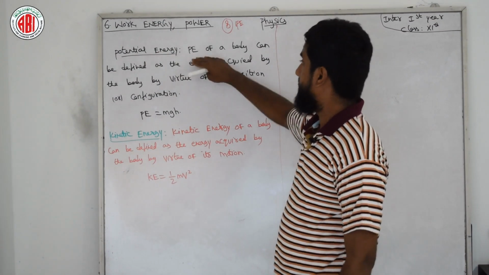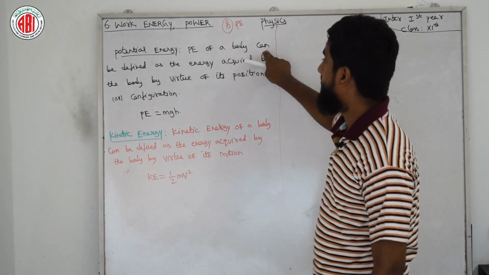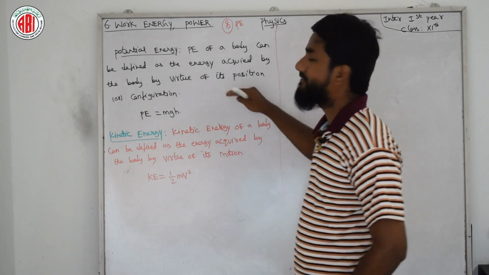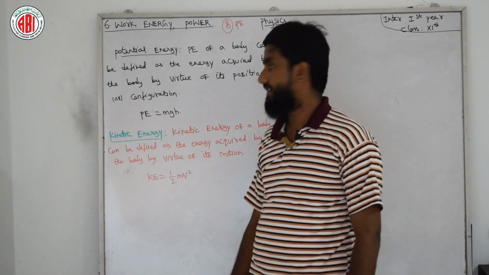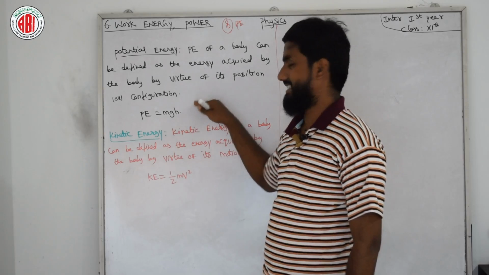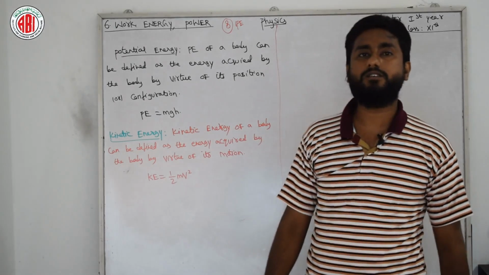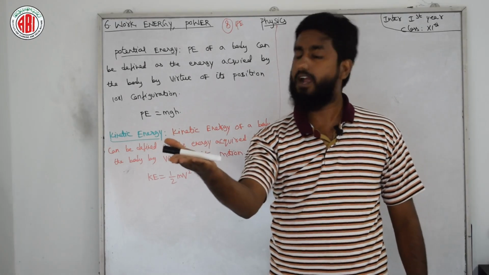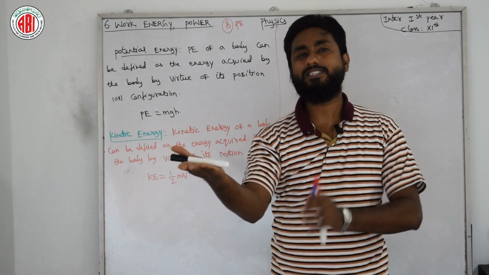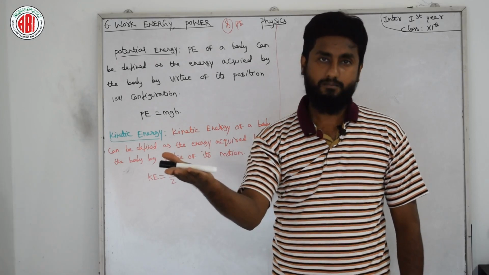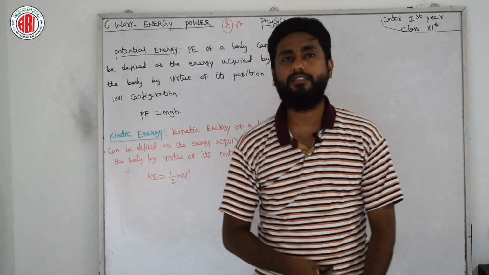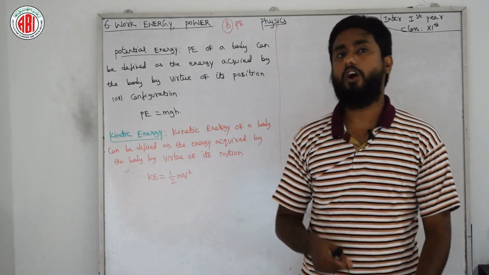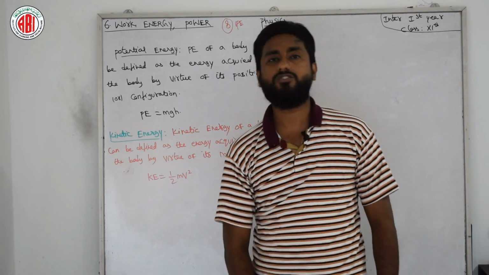Potential energy. Potential energy of a body can be defined as the energy acquired by the body by virtue of its position or configuration. PE is equal to mgh. What does it mean? Simple. If I have a marker at rest in my hand, the energy possessed by this marker is potential energy. Or simply, if an object is at rest, then the object possesses potential energy.